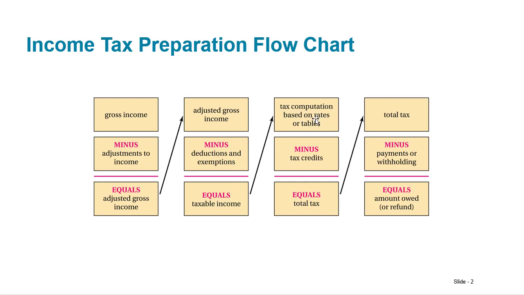So you go and look up in tables, if you're in this bracket, you pay this percentage. If you're in this bracket, you pay this percentage. You take away any tax credits you might have, and then that gives you how much total tax you have. Then you can take away any payments or withholdings, because some people actually make monthly or quarterly payments throughout the year. And that's a good idea for people that are maybe on a tight budget, so you don't get hit with this huge bill at the end of the year. And then that equals the amount owed or refunded.